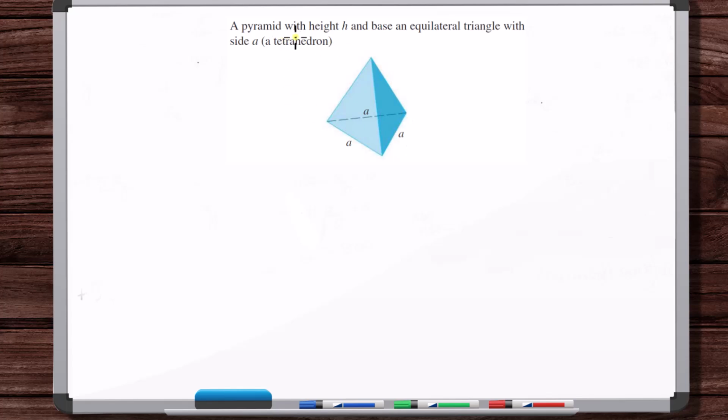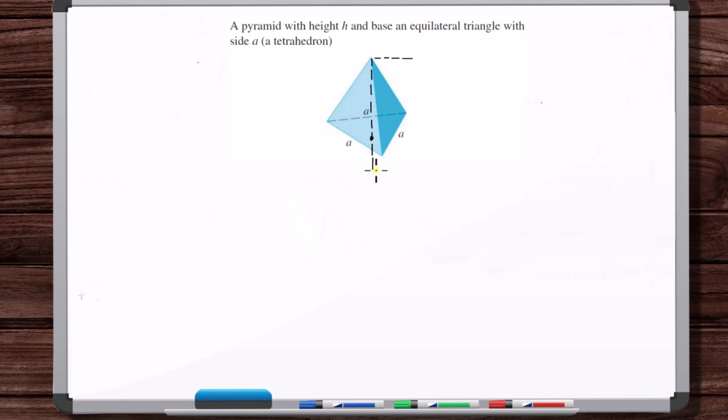Okay, let's find the volume of a pyramid with height h and base an equilateral triangle with side A. The idea here is that we're trying to find a cross-sectional area formula, so we'll put the independent variable axis going down the center, with the top as the origin. We're going to go from 0 to h. That's the height.